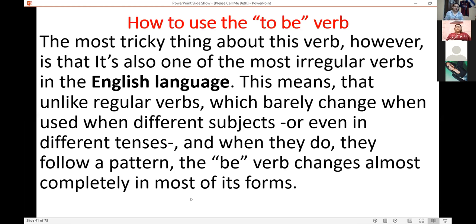So the verb be changes in every tense. For example, in simple present it is is, are, am. But in simple past, it is was and were. And in simple future, it could be going to, and it goes to the base form. Simple past, simple future, simple present. That's it. Any questions here in this part? No questions. Okay, moving on.